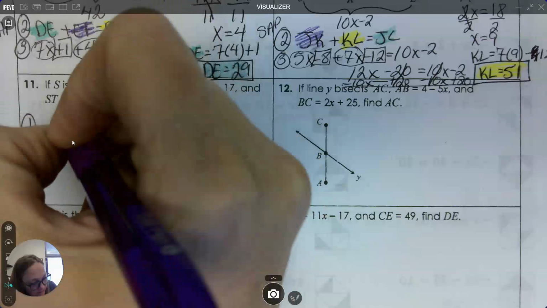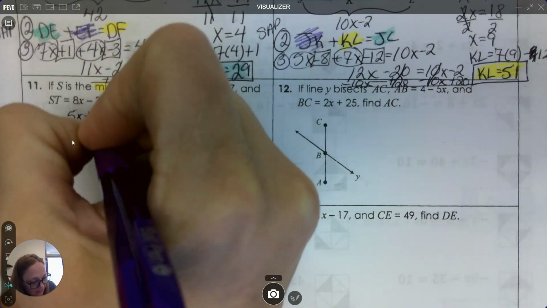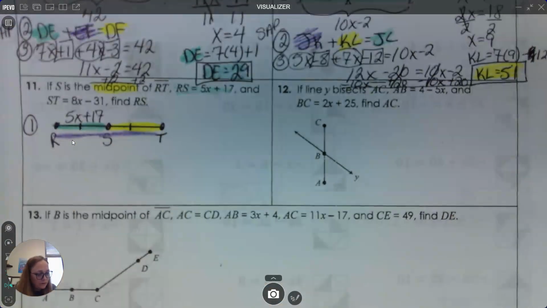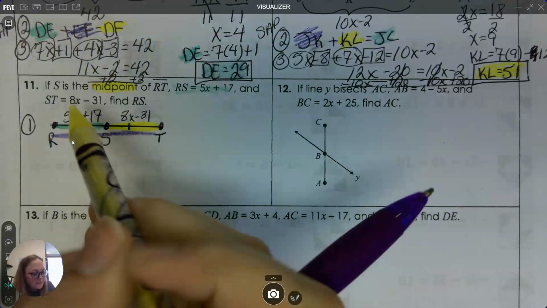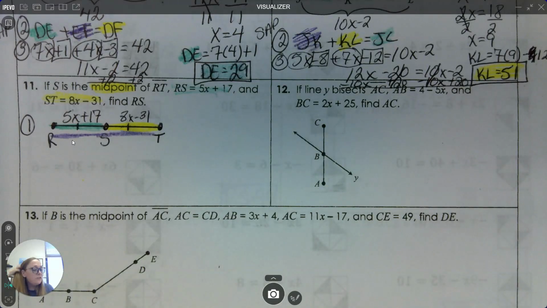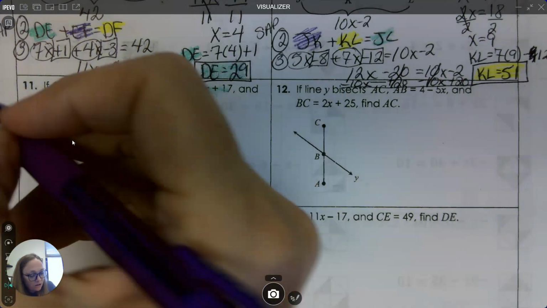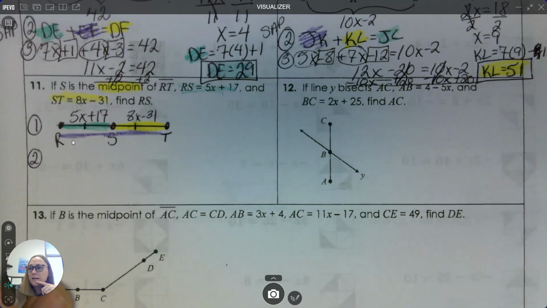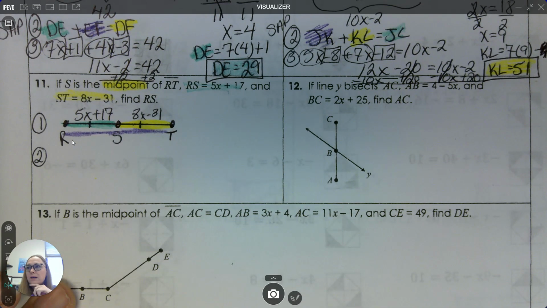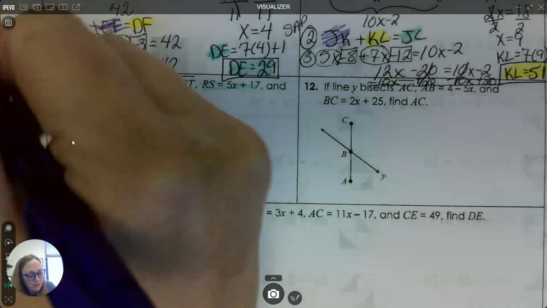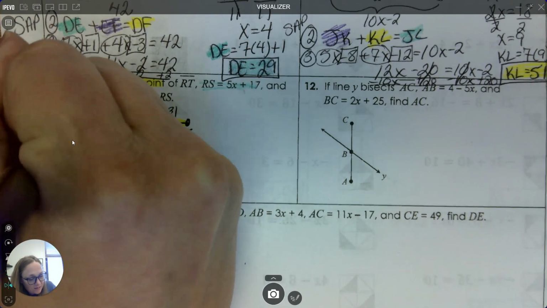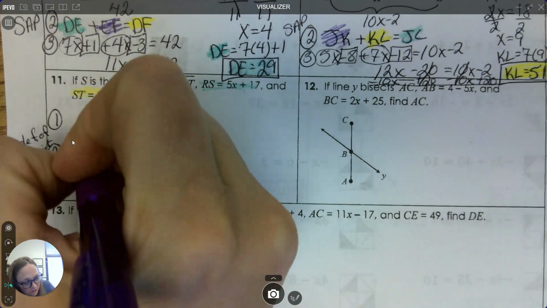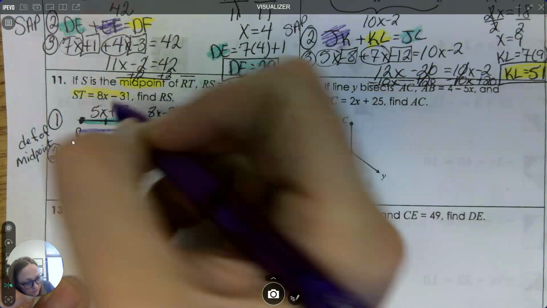Okay, so I know that RS is 5x plus 17 because they gave that to me right here. And ST is 8x minus 31. Again, that is given. So if this was a two-column proof, we could say "given" as our justification. This time, when I go to write my geometric statement, it is not a segment addition. This is by definition of midpoint. And so that is my proof that I can say segment RS is equal to segment ST.